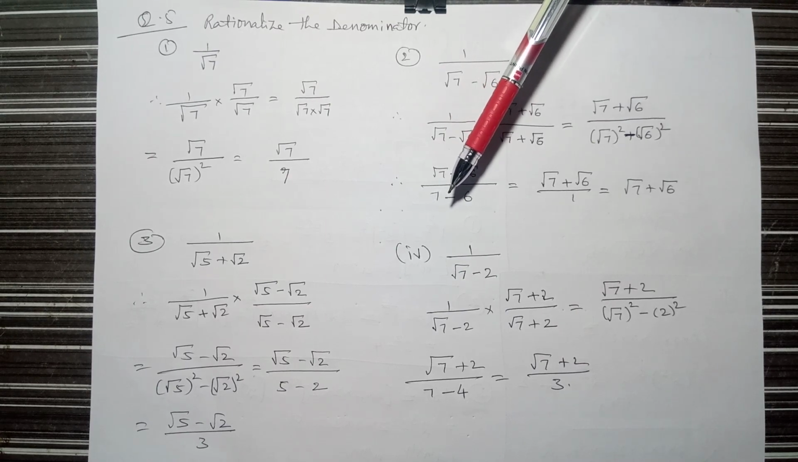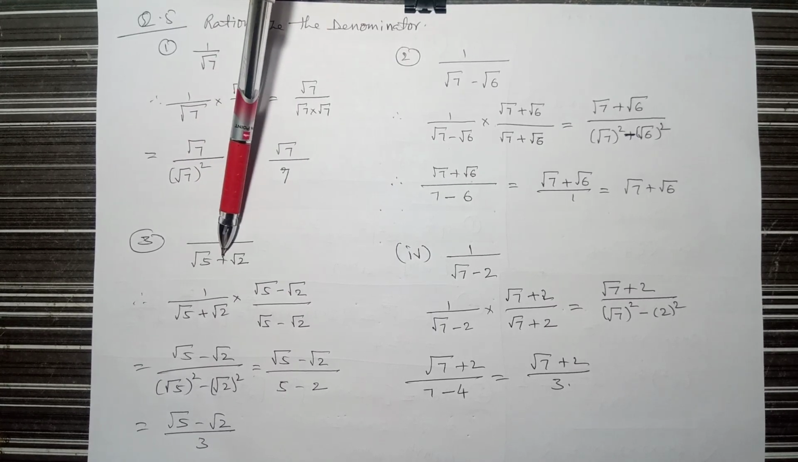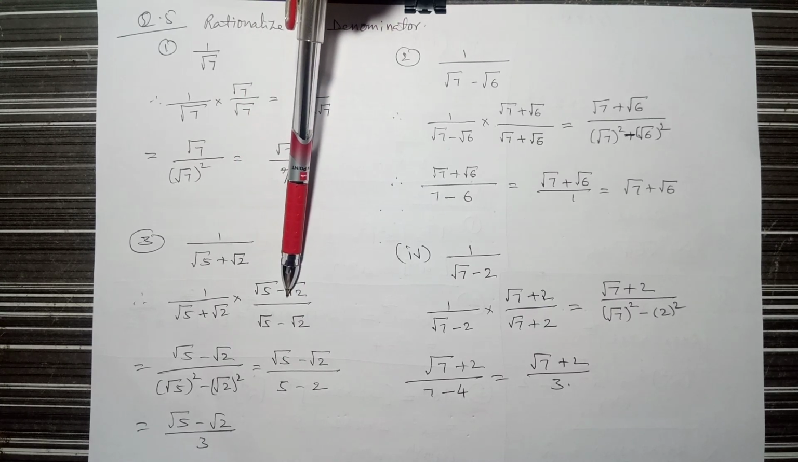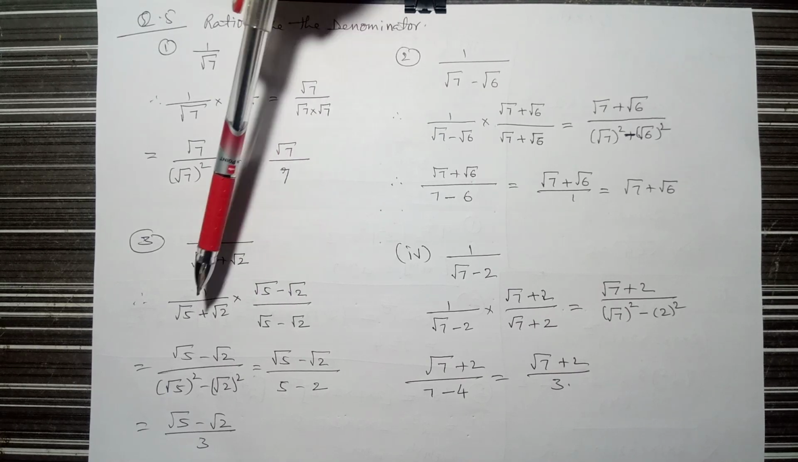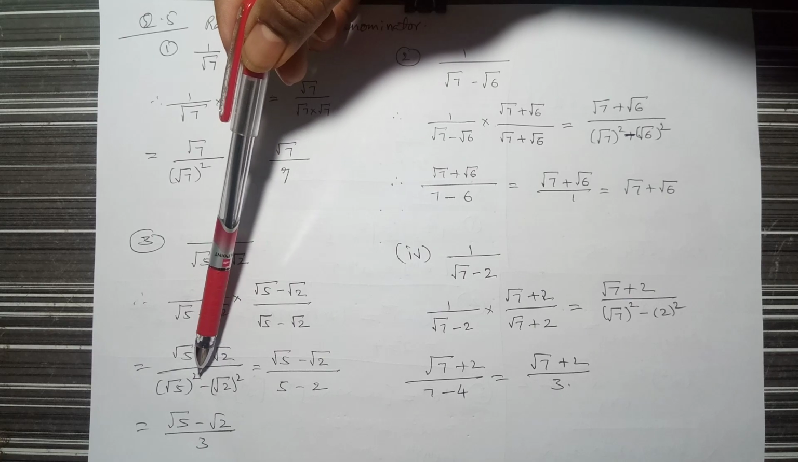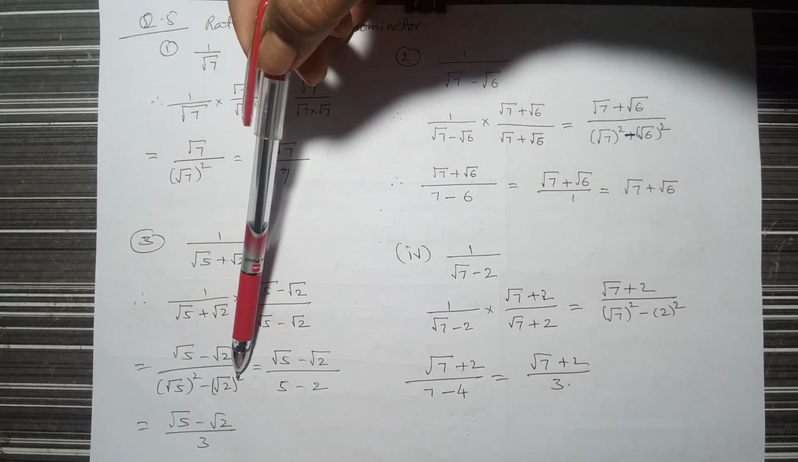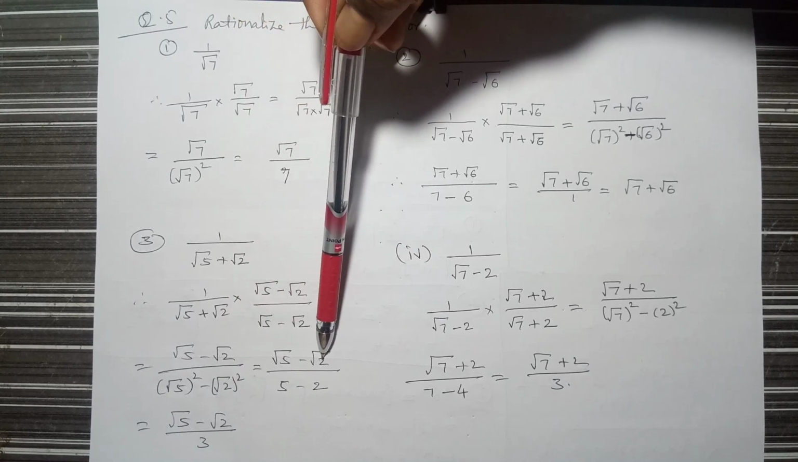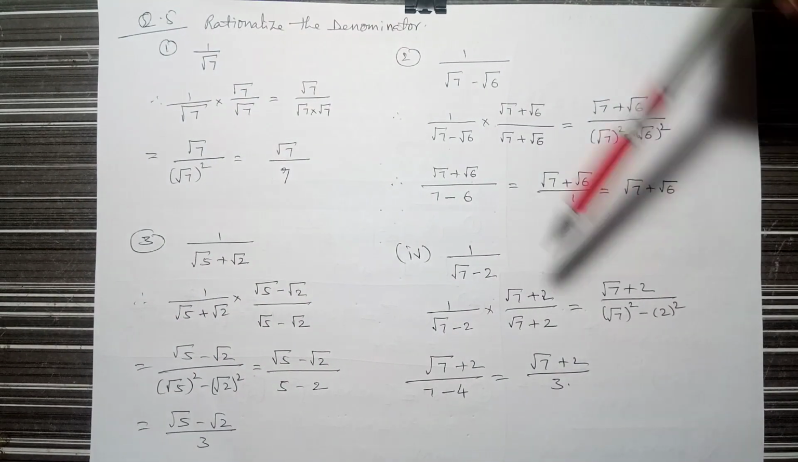And third one, 1 by, the same way as the second one. Here they have given plus, take exactly the opposite, and multiply numerator to numerator, denominator to denominator, and apply the formula a square minus b square, that is (a plus b) times (a minus b) is equal to a square minus b square. The numerator will not have any change, root 5 minus root 2, by 5 minus 2, that is 3.